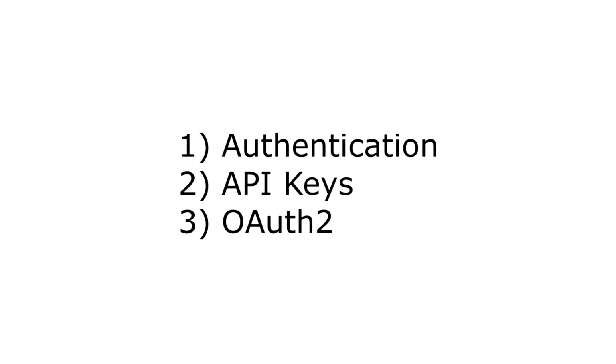There are three main ways to secure APIs: authentication, API keys, and also the OAuth authorization framework. They all have their own merits, but I'm going to choose authentication as it is the simplest to implement at this time and is very powerful.